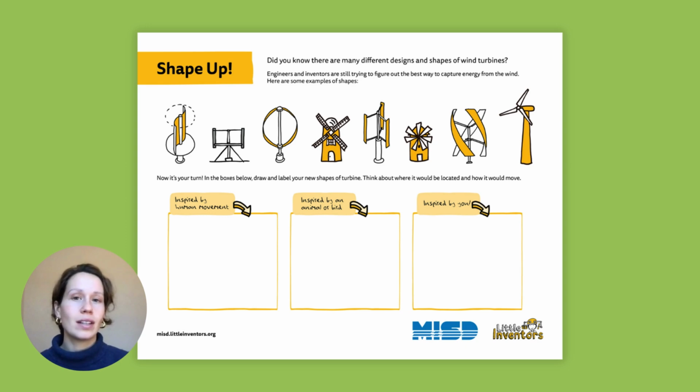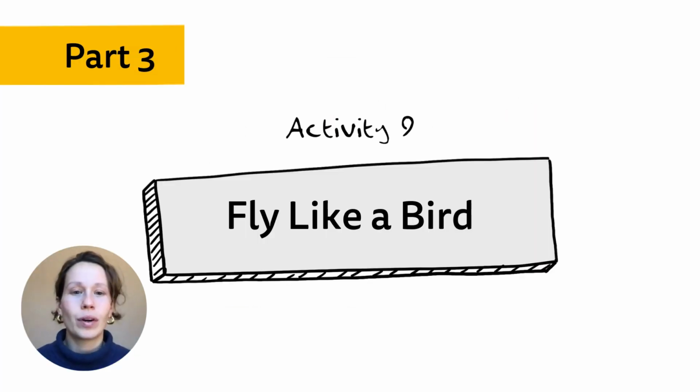Think about dancing, spinning around, jumping, or swinging your arms, or the different kinds of movements we do when we do sports, like swimming. Then think if they can come up with one inspired by an animal or bird. And lastly, one inspired by themselves. This could be anything. See if they can get creative here and remind them there's no wrong answers when you're inventing. We're on to the final activity now for part 3.